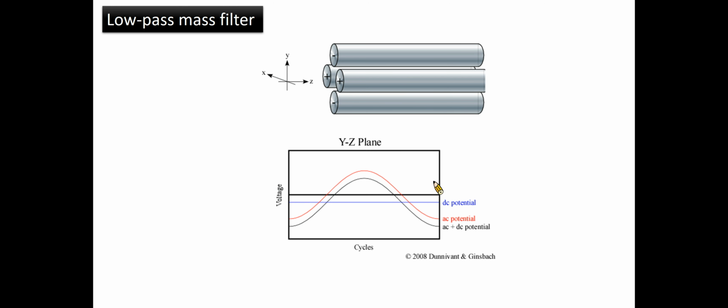The lighter ions respond to the AC potential and are focused toward the center of the quadrupole. The AC potential can be thought of as correcting the trajectory of the lighter ions, preventing them from striking the electrodes in the YZ plane. These electrical parameters result in the construction of a low-pass mass filter.